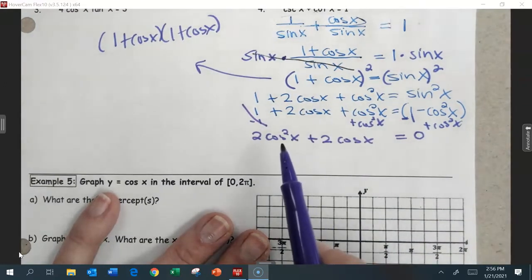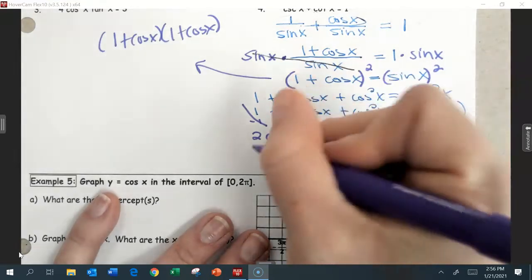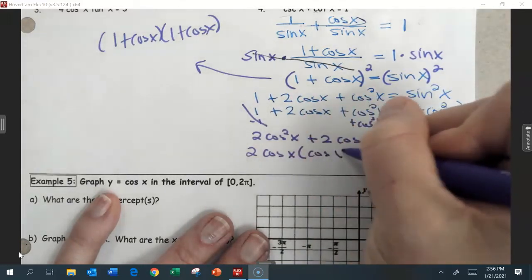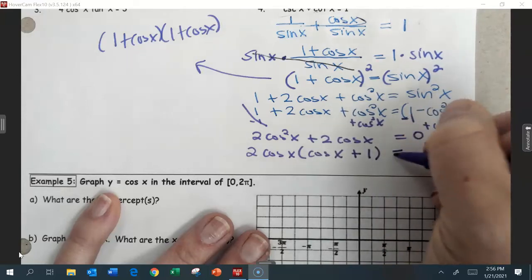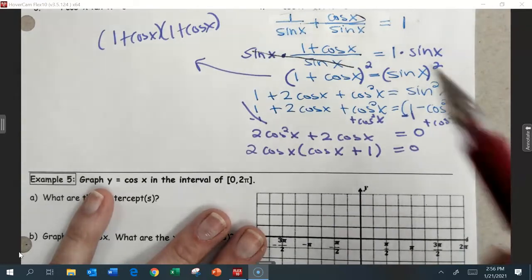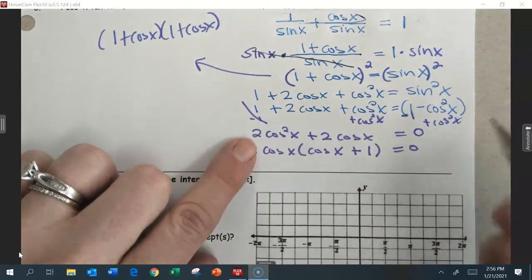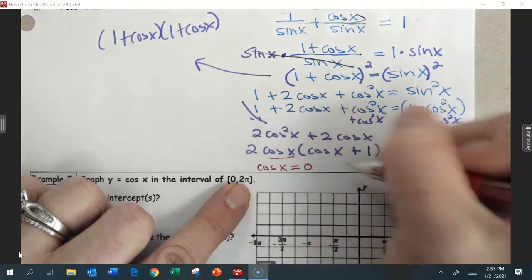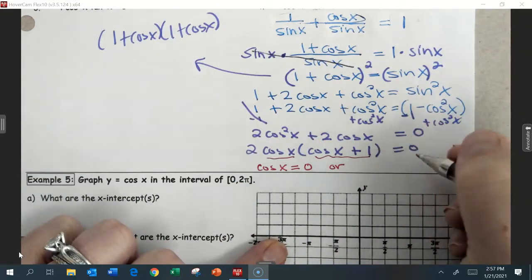Well, we have a GCF. If we factor out 2 cosine of x, we're left with cosine of x plus 1 equals 0. Now it's perfect because we can use the zero product property. We can divide by 2, and obviously 2 can't equal 0. So when will the cosine of x equal 0, or when will the cosine of x plus 1 equal 0?